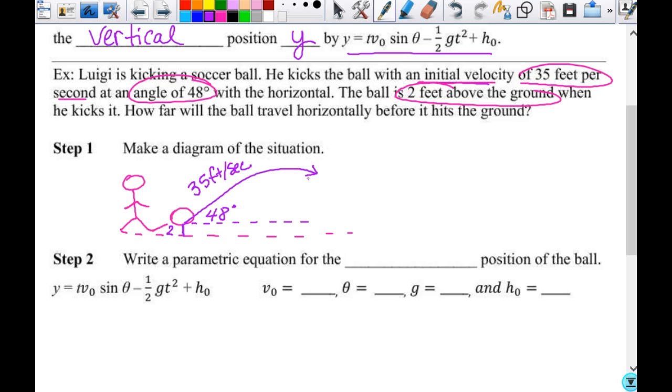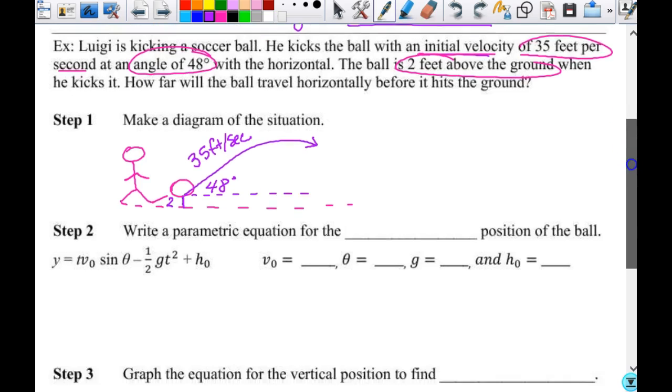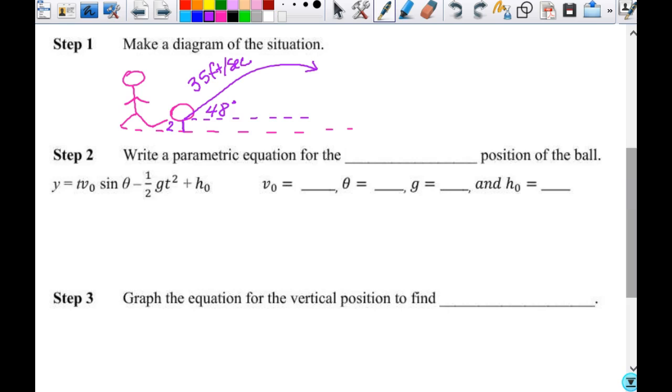But there we go. So we're going to write a parametric equation for the vertical position of the ball first. Okay, vertical position of the ball. So our initial velocity, they gave that to me. It's 35.